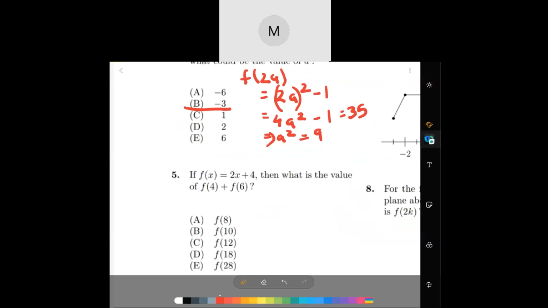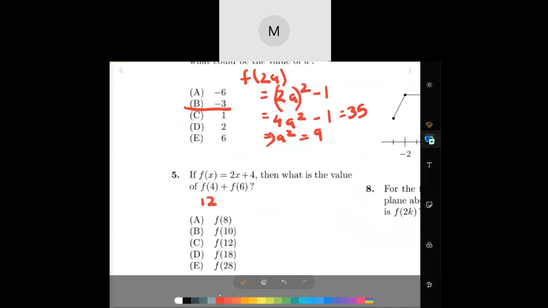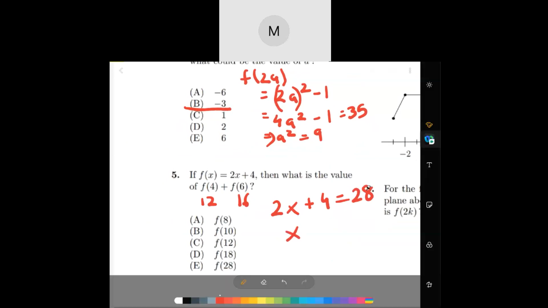f of 4 and f of 6. When I substitute 4, I get 8 plus 4, or 12. When I substitute 6, I get 12 plus 4, or 16. The sum is 28. 2x plus 4 is 28, which means x is equal to, in this case, f of 4 plus f of 6 is 28.